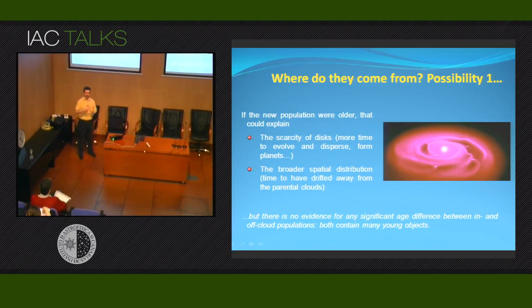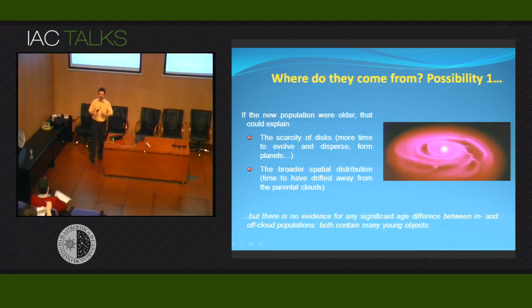We believe that this is not the case either, because if this mechanism is at work there, it should be extremely efficient. Because in the case of Lupus 1, and it's also close to the case in Lupus 3, most of the objects actually belong to this population. Most of the members belong to this spatially distributed population.